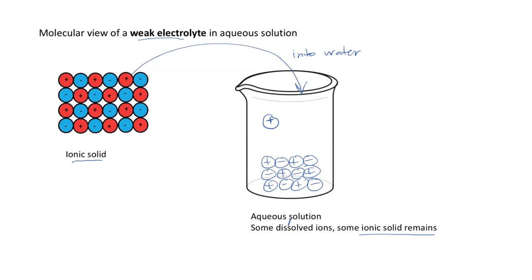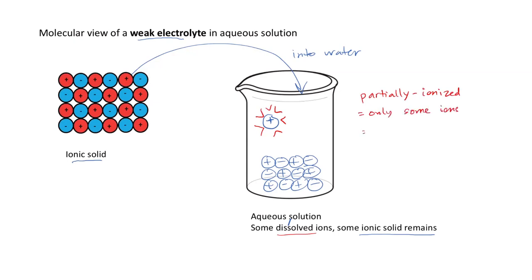It would be surrounded by water with a positive ion. It's the negative, the pointed end of the water molecules is how those would be aligned. And you'd have just some dissolved ions. So that's what it means to be partially ionized. So partially ionized is only some ions.